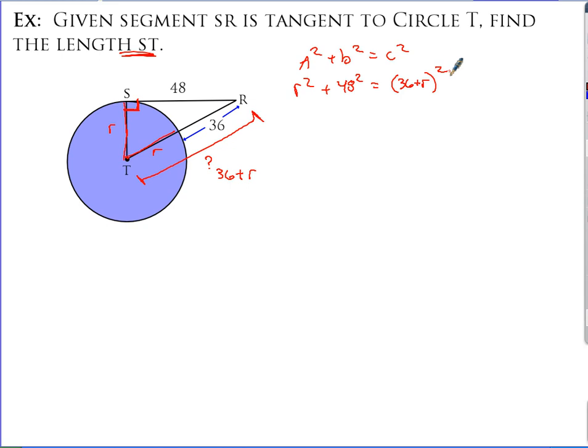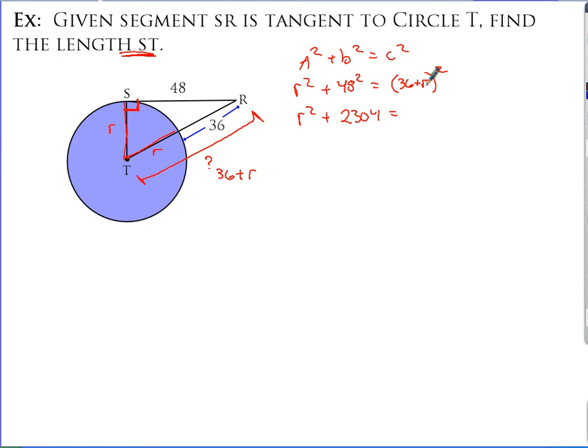And that whole thing is being squared. So this is where the algebra comes in. It's a little bit tricky, but we can do it. Okay, on this side, we have R squared plus, anybody calculate 48 squared? 2304. Now, what do we do here when I have 36 plus R squared?